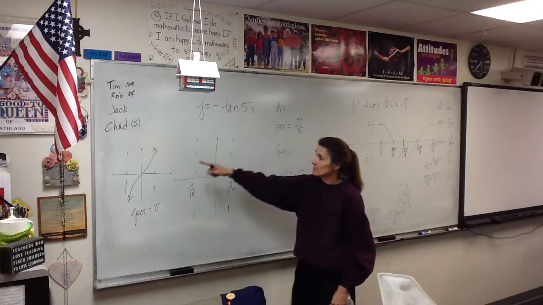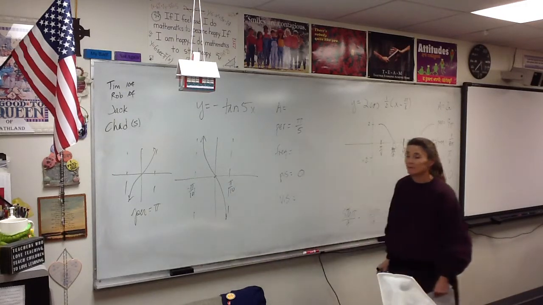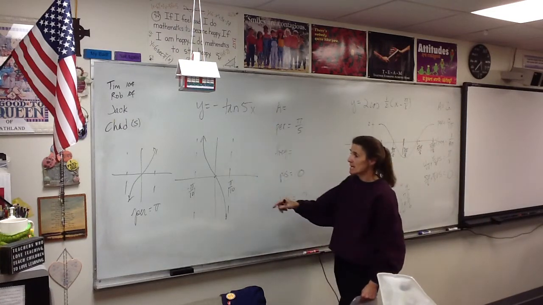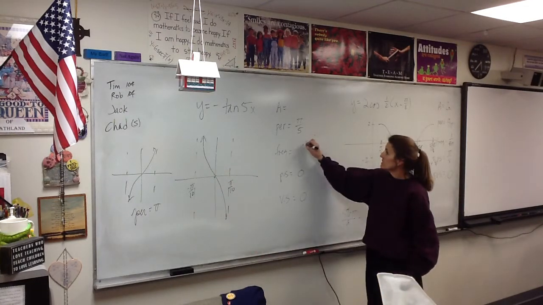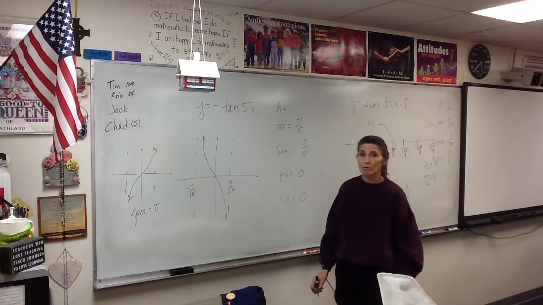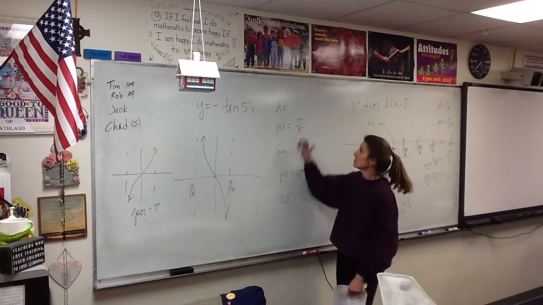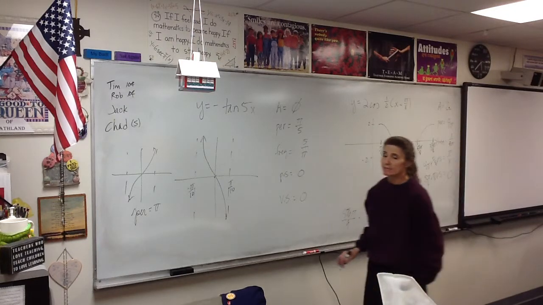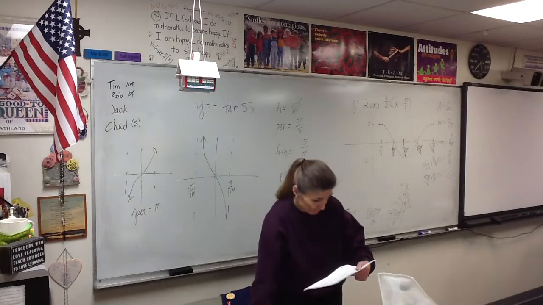This is a negative tangent, so it's turned upside down, so it looks like that. There is no vertical shift, there's no number added onto the end. That would take this point, lift it up or down. The frequency is 5 over pi, and as is the case with every curve except sine and cosine, there is no amplitude. There is no height to this picture. It goes on forever and ever.